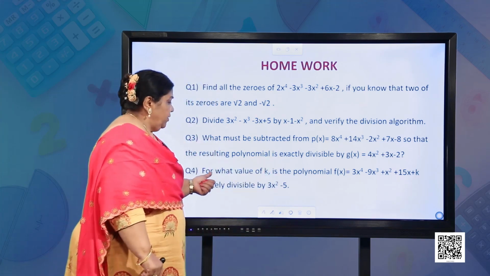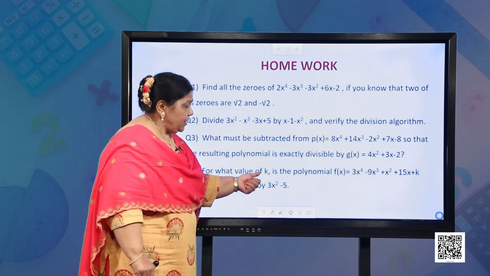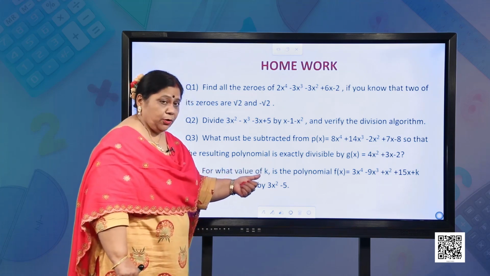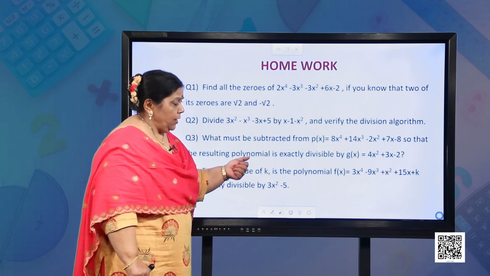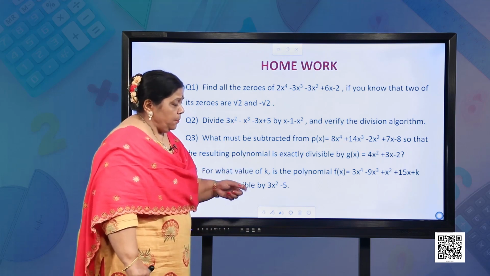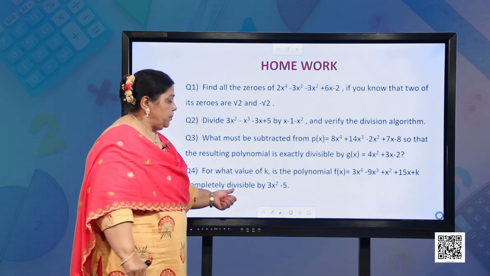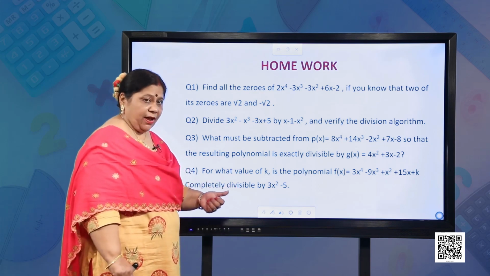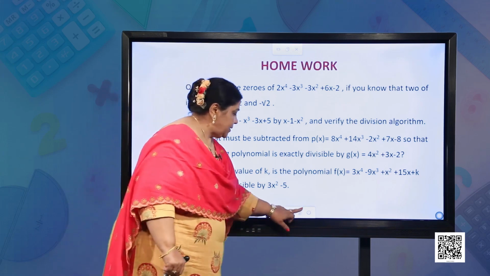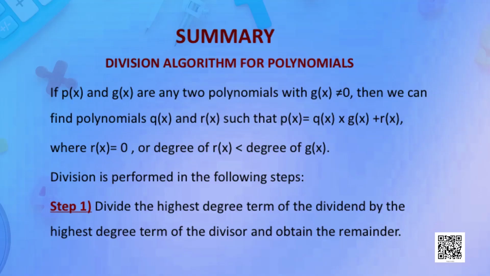Question number 4, for what value of k is the polynomial f of x is equal to 3x to the power 4 minus 9x to the power 3 plus x square plus 15x plus k completely divisible by 3x square minus 5. Okay. Now, let us summarize what we have studied today.